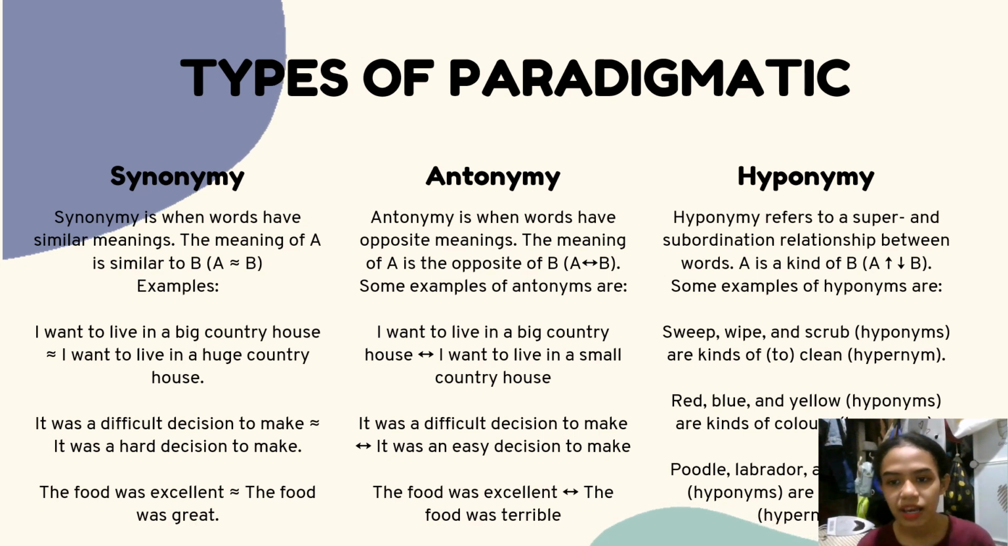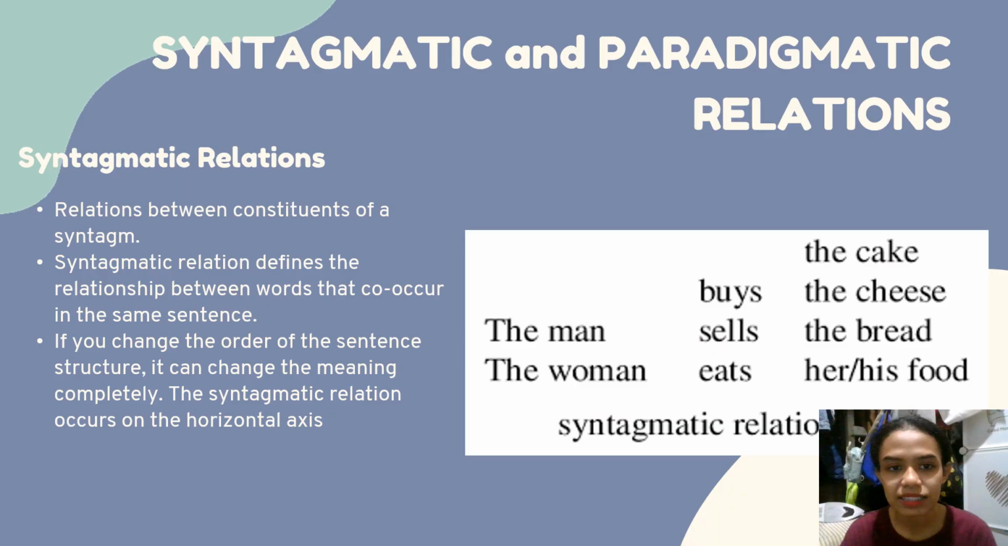And the last type, hyponymy, refers to a superordinate and subordinate relationship between words. A is a kind of B. Some examples of hyponyms are sweep, wipe, and scrub. Hyponyms are kinds of to clean, the hypernym. Red, blue, and yellow are hyponyms, kinds of color, the hypernym. Something like that. And next we will discuss syntagmatic and paradigmatic relations.